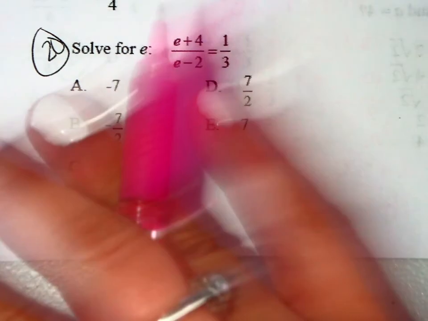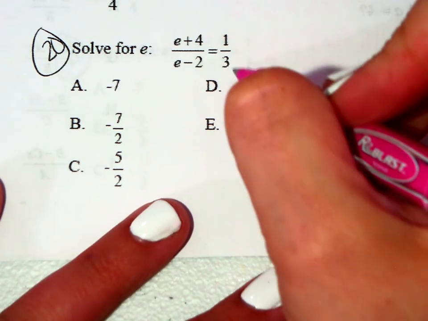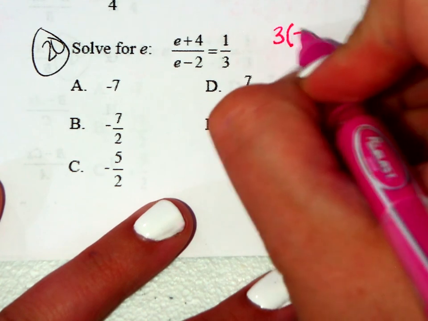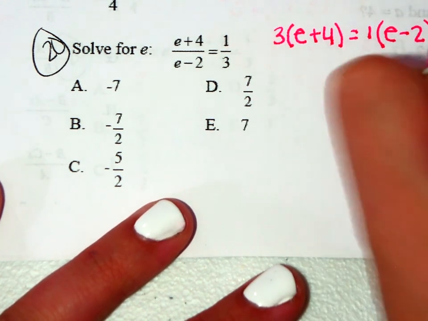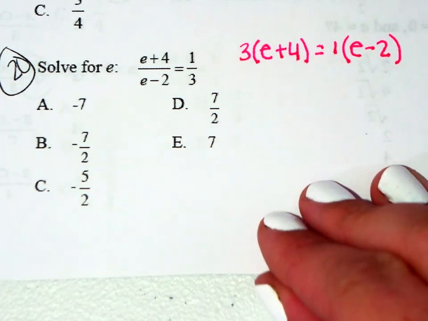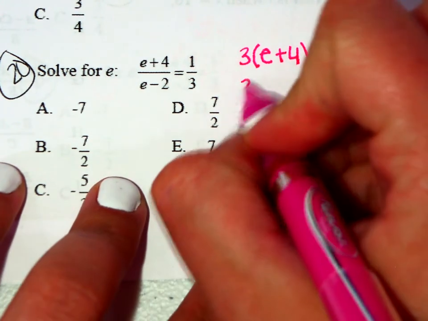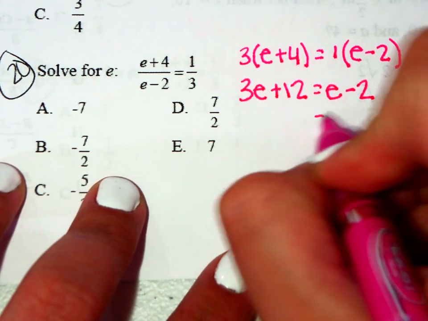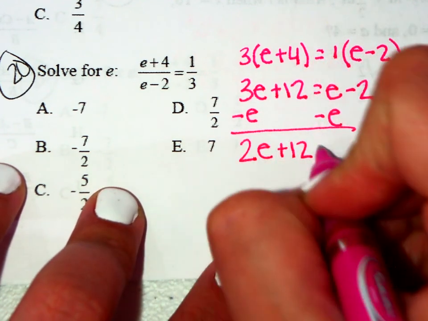Okay, for the final problem, it's again a cross multiplication problem. Remember, it's top times denominator equals denominator times numerator. I got 3 parenthesis e plus 4 equals 1 parenthesis e minus 2. Again, I am purposely showing all the work here for this tutorial video. I don't expect you to write all that down. You could easily distribute. Just make sure that you're multiplying the 3 to everything in the numerator. That's the most important part. Subtract e, I'll get 2e plus 12 equals negative 2.